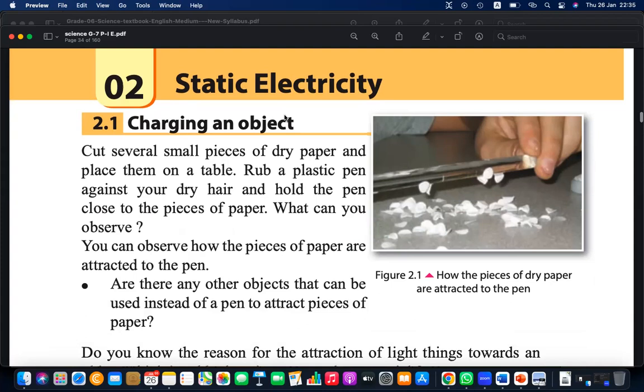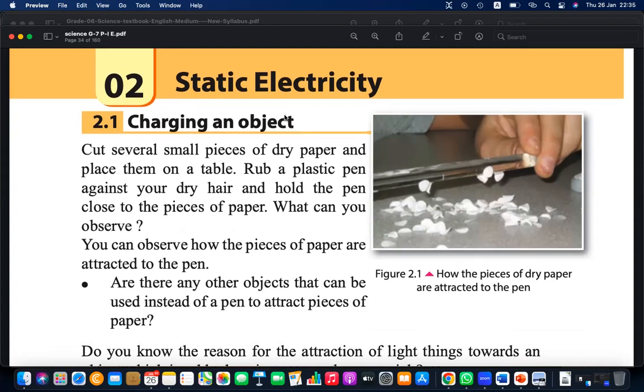So, okay, I think you have done this experiment in your life sometimes. Have you tried to comb your hair or rub your hair with a plastic comb for some duration, and have you seen that the hair is attracted to that comb? Have you experimented with that? Right?